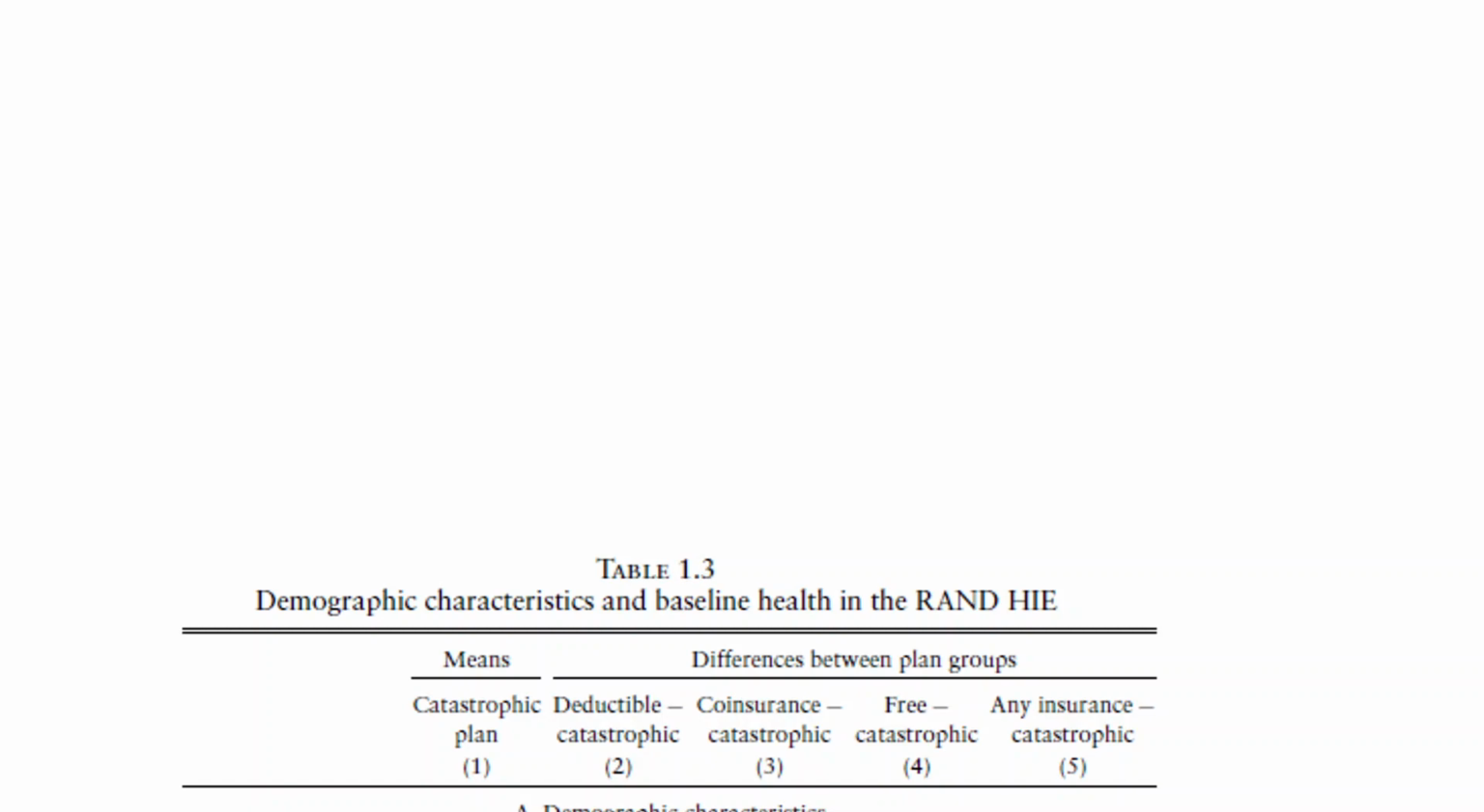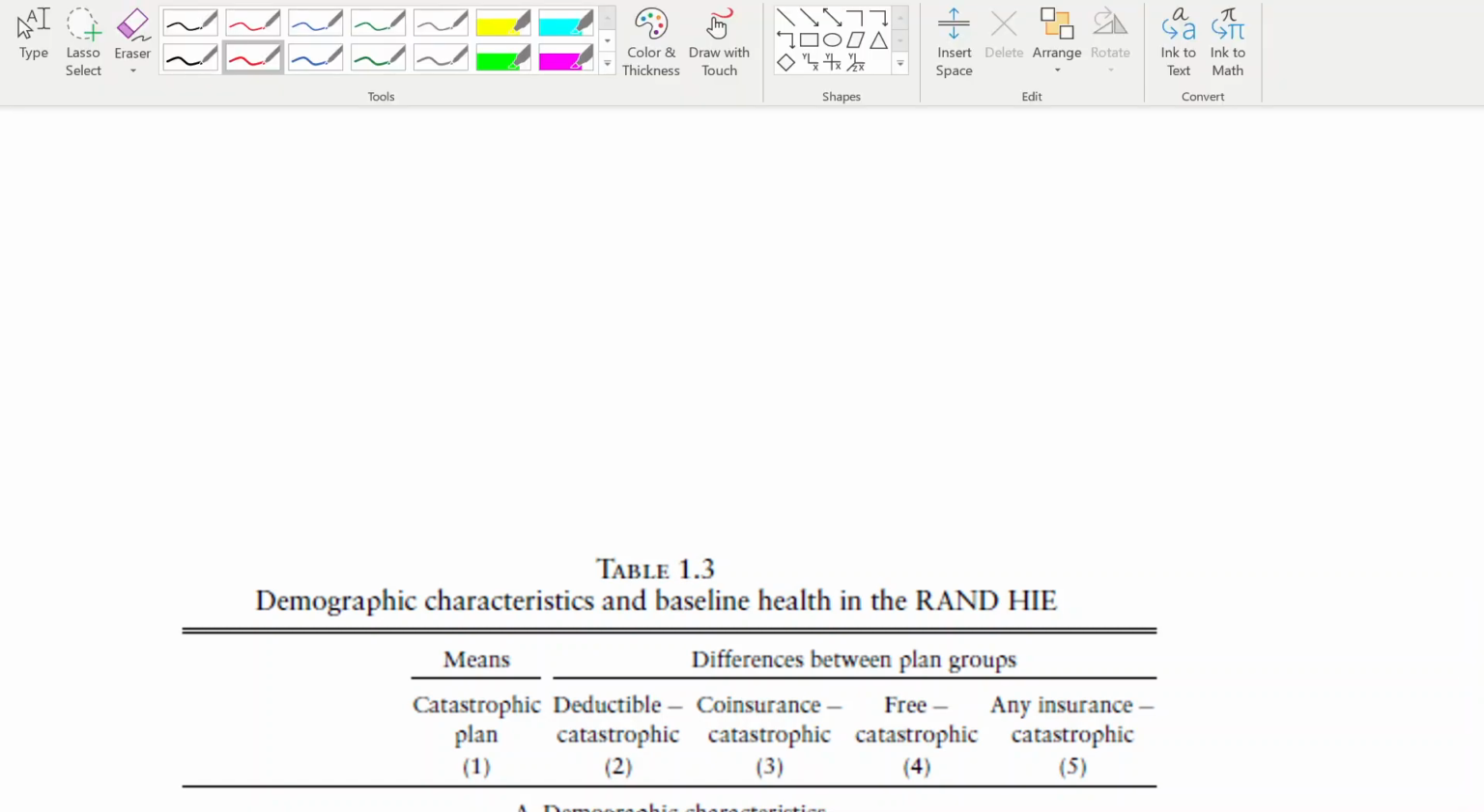So in the last video, we introduced the experiment, talked about standard errors and how we can tell whether or not something is statistically significant when we're looking at observable characteristics between samples in the randomized groups. And so we're going to carry on with that and look at what the Rand health insurance experiment actually did.